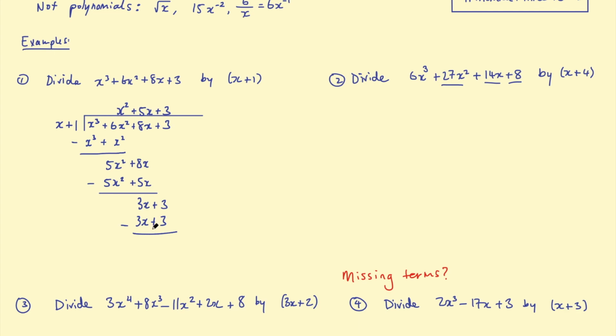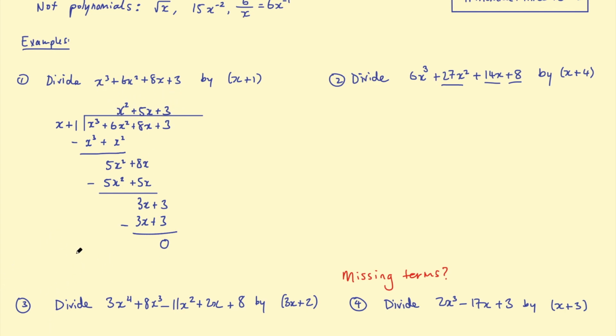3x take 3x is 0, and 3 take 3 is 0. And now that we've ended up with 0 in the constants column, the last column of that polynomial, that means we are finished. And we have no remainders. So therefore, to finish this off, we can say that the divisor multiplied by the quotient, that's the answer we just got from our division, is going to equal this cubic.